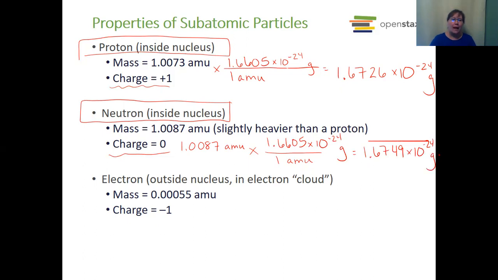And now lastly, we have our electron. Remember that the electron is in an electron cloud outside the nucleus, and it's very small, 0.00055 atomic mass units. Oh, phooey, it only gave us 2 significant figures here. All right, so let's go ahead and convert that as well.